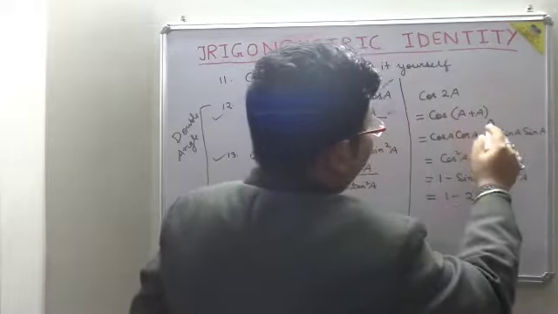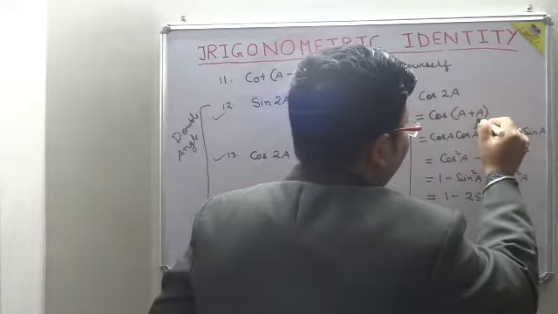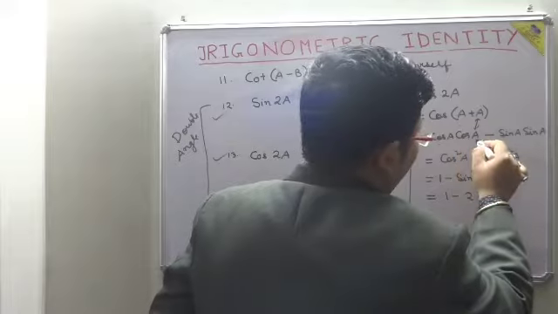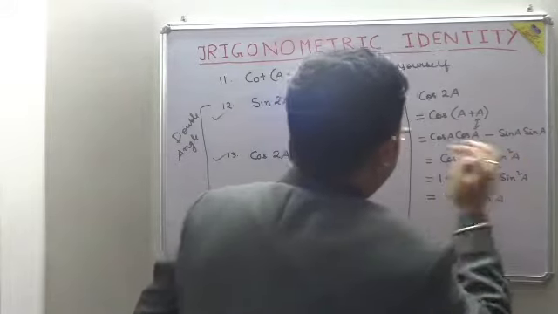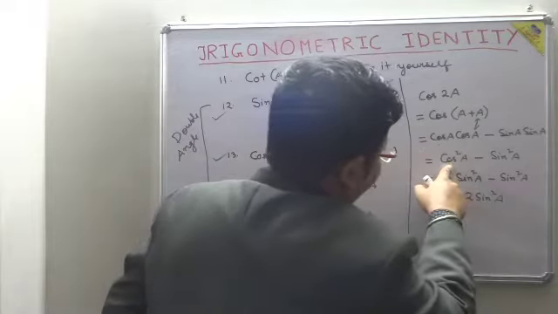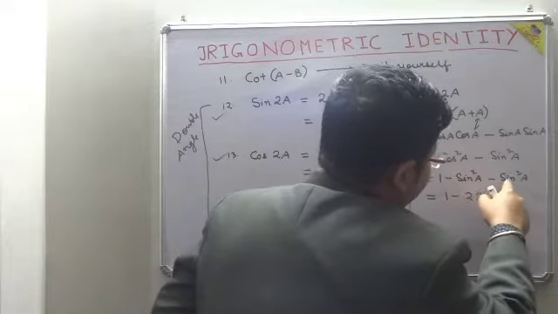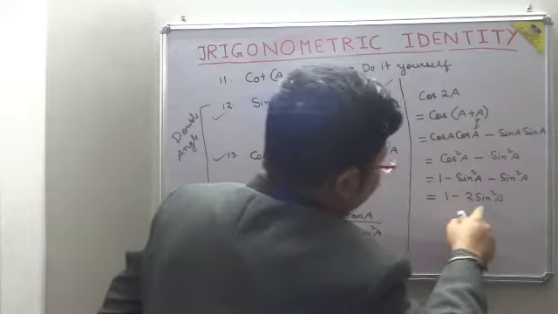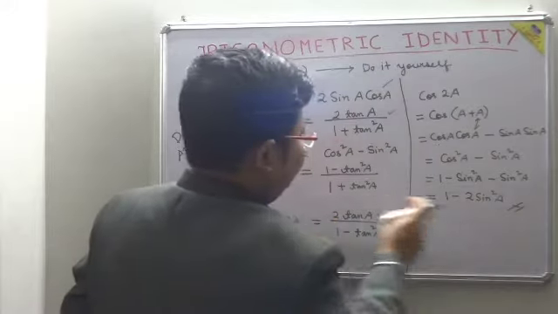Again, cos twice A is cos A plus A, cos A cos B, here B is the angle A only. So cos A cos A, minus sin A sin A. Cos square A minus sin square A. Have we got it? Yeah, we got it. Again we can break this one further. So 1 minus sin square A minus sin square A. So 1 minus 2 sin square A. This is also one term. You can write it as equal to this one.